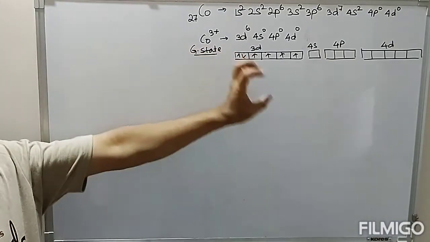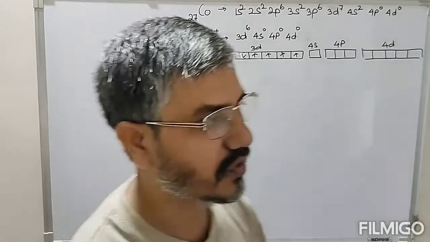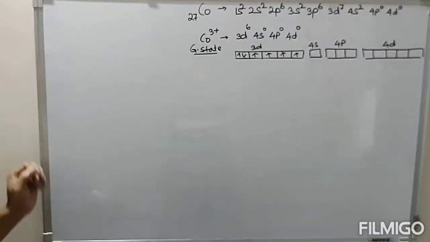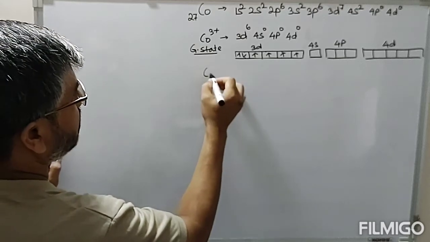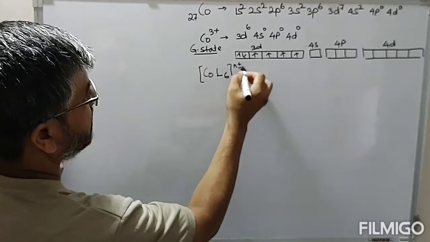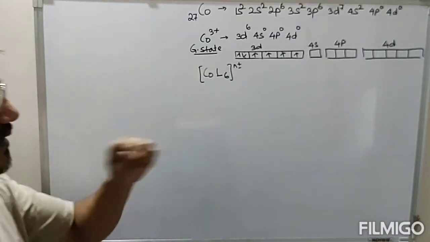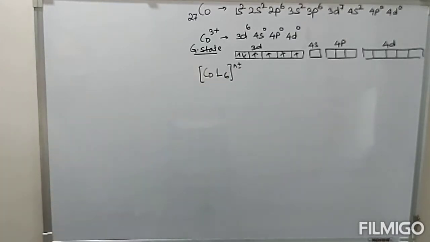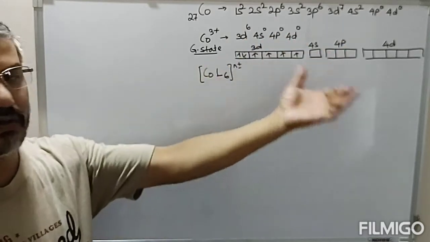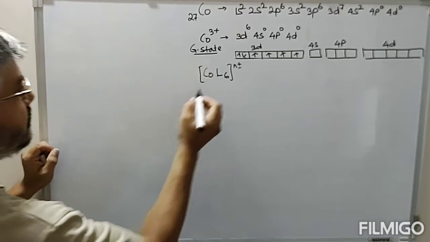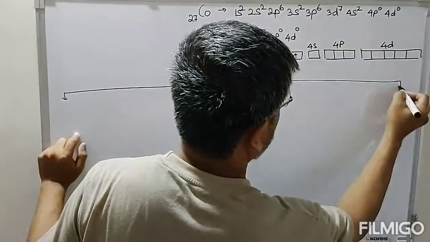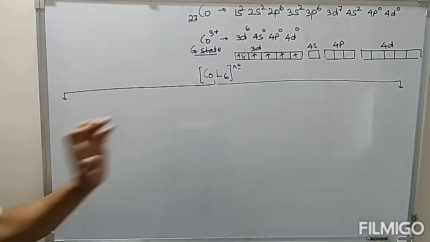Now this cobalt plus 3 forms a complex with 6 ligands, that is, an octahedral complex. This forms CoL6, which may have a plus or minus charge depending on the nature of the ligand. So now the question is, this may undergo inner orbital complex formation or outer orbital complex formation. So there are two possible cases that arise here.